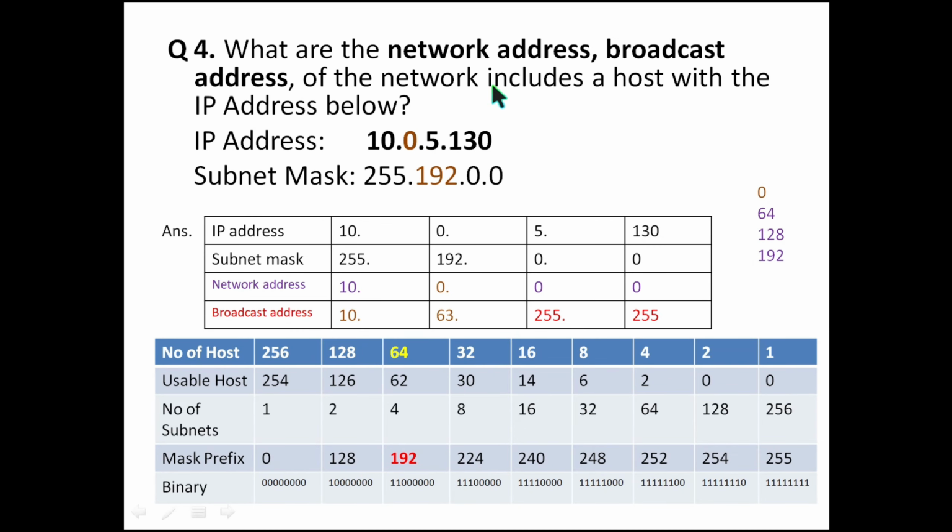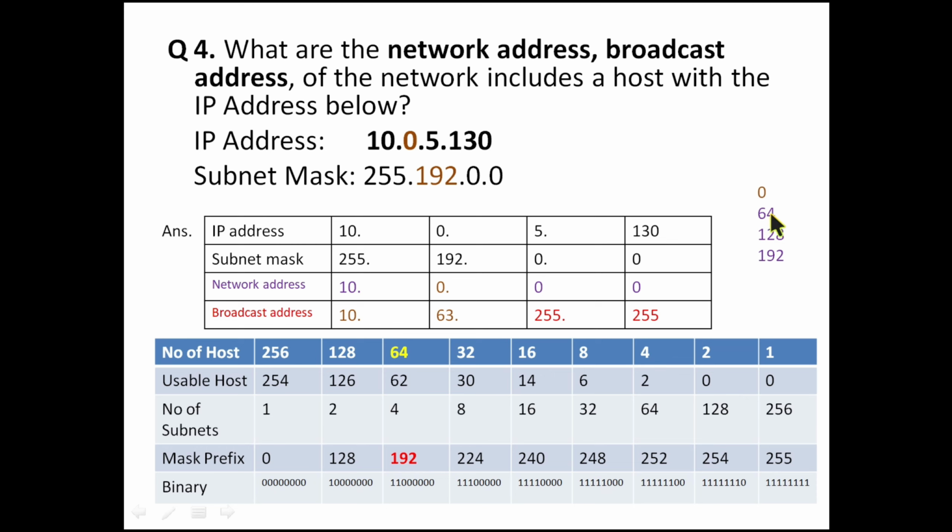In this question, we have to find the network address and broadcast address, and the IP address and subnet mask are given. So simply write the IP address like this and the subnet mask like this, and subnetting is done here in the second number. Now let's find the network address. If the subnet mask value is 255, simply copy the IP address. If it is not, we will check the value, that is 192. It falls in this column, so the number of hosts is 64.